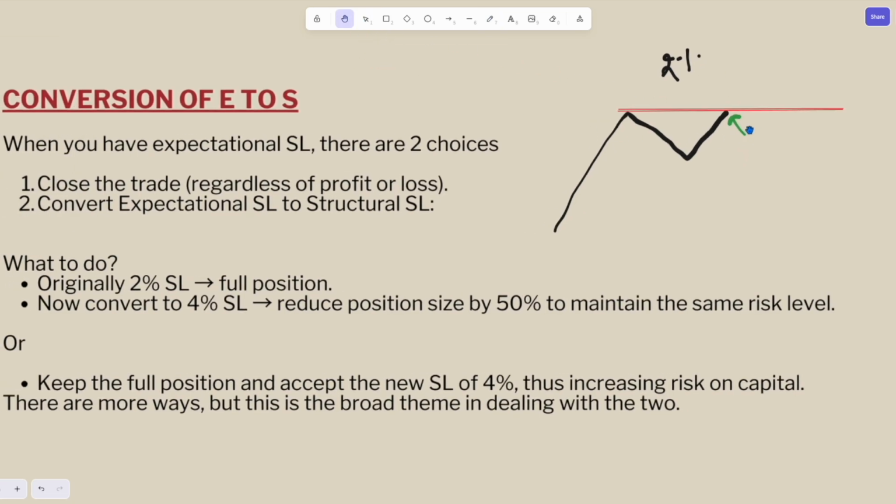Now, let's say the stock stays at the same level for the next 1 or 2 days. You might be having a little bit of profit or a little bit of loss. Expectational stop loss simply says, well, you get out of the trade because you thought the momentum will come and it did not. Or the other plan is you can actually convert the expectational stop loss to a structural stop loss. How can it be done?